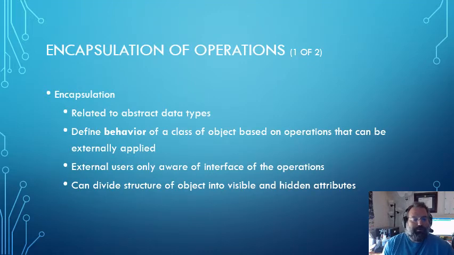Encapsulation of operations. Encapsulation is related to abstract data types. It defines the behavior of a class object based upon operations that can be externally applied. External users are only aware of the interface of the operations. It can be divided structurally between objects into visible and hidden attributes. So basically, the idea is that you have an interface, a specification of how you're going to talk to something, but you don't necessarily know about the internal implementation of that interface.